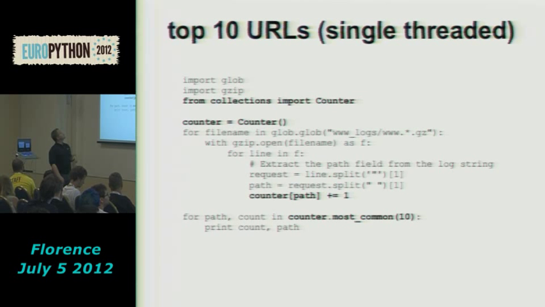Import the Counter, initialize it to nothing, parse all the lines of the file, split the field I want, and counter[path] += 1. So if it doesn't exist, it sets the value to 0, plus equals 1. So the first one is going to give you 1, and so on and so on.